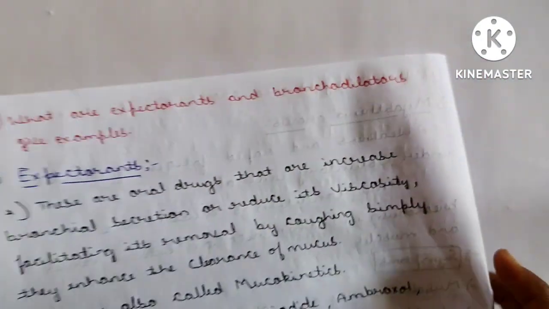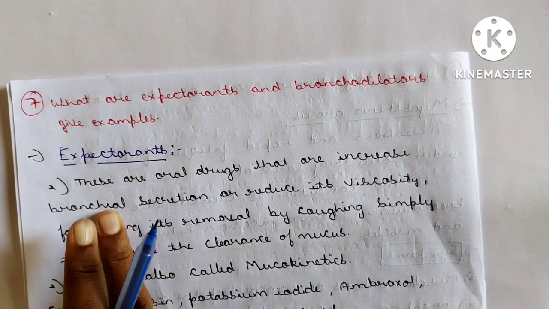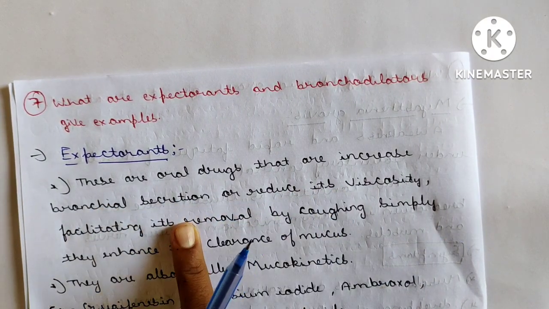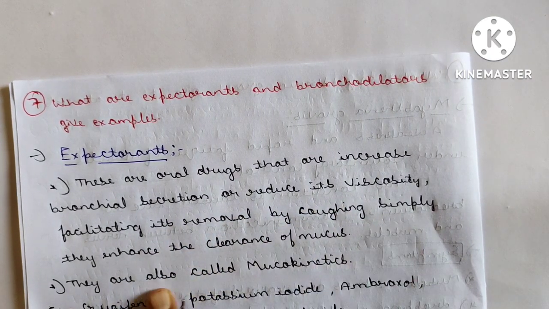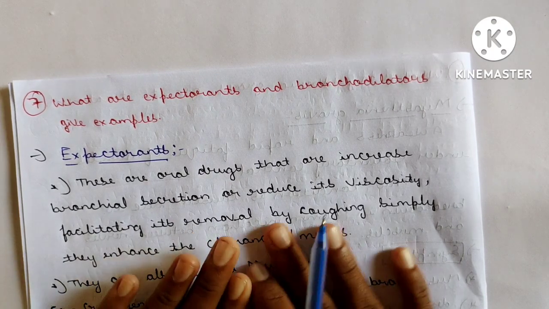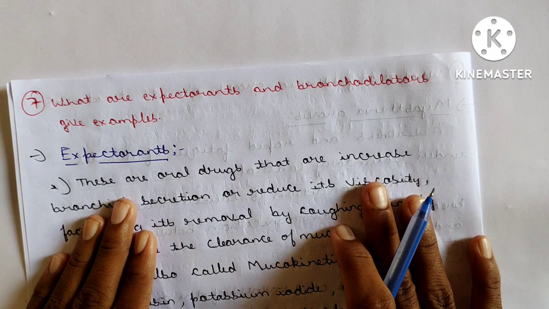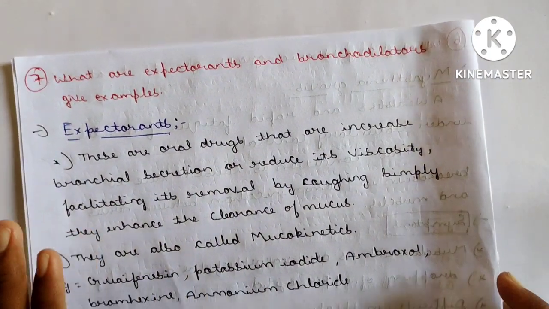Next, expectorants and bronchodilators. Give examples. Very simple. Expectorants are oral drugs that increase bronchial secretion or reduce its viscosity, facilitating its removal by coughing. Simply, they enhance the clearance of mucus. You remember this one. What do these expectorants do? They remove the mucus from the lungs, and they treat the cough.